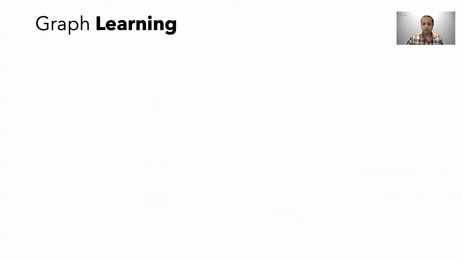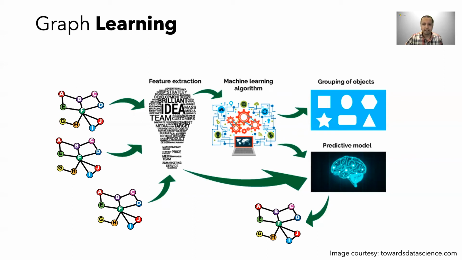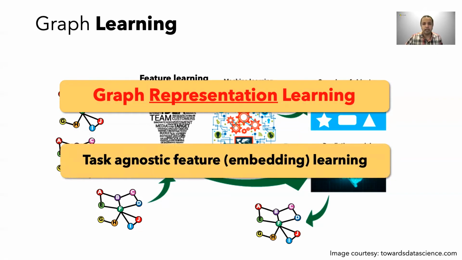A typical machine learning workflow consists of a bunch of raw input data in the training phase. The data is converted to features using something called feature extraction, either using feature engineering or using learning, and the extracted features are used by various downstream tasks. Very similar to this, in graph learning, we have one or more graphs as inputs. We learn the features that can be used by downstream tasks. In short, in graph learning, we learn the representation of the graph. Therefore, when we use the term graph learning, we most commonly refer to graph representation learning. The goal of graph representation learning is to learn task-agnostic features, commonly known as embeddings.